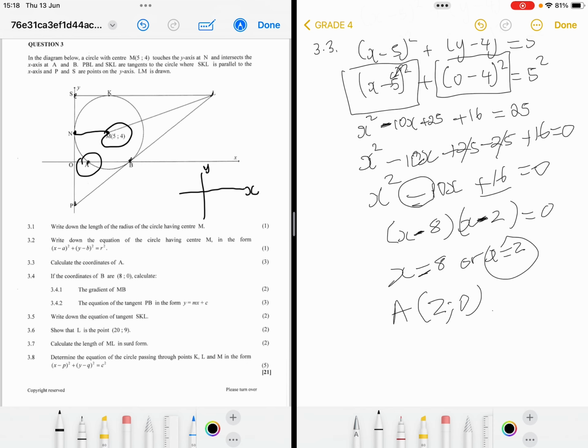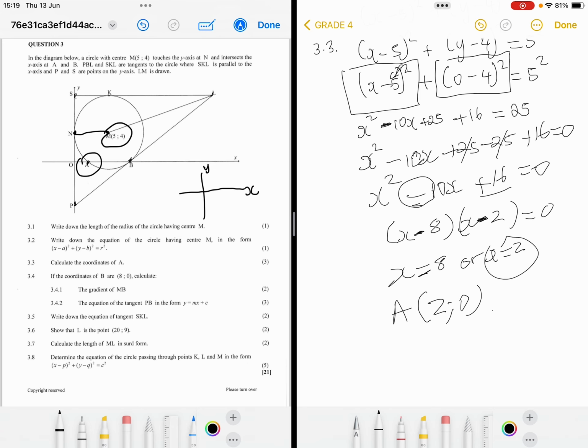Now we can answer the next question. The next question is to get the gradient of BM and the equation of a tangent. So now, in mathematics, we are looking to the previous solution that we did. It will help us to answer the next questions.